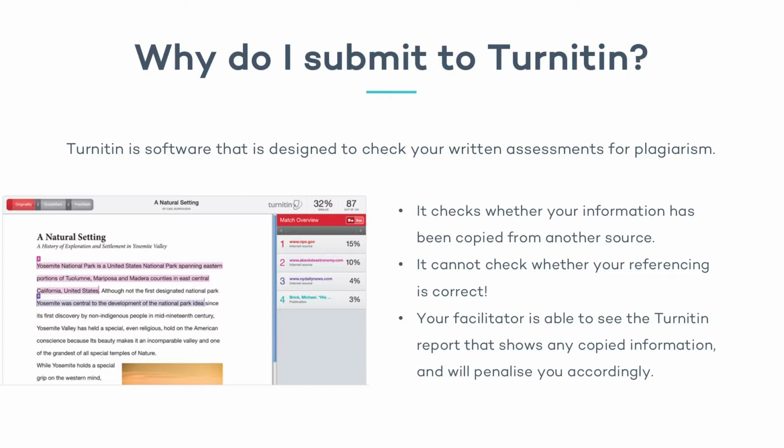If it is higher, your facilitator or whoever is grading your work will give it a really thorough checking to make sure that you haven't plagiarized. Now, Turnitin cannot check your referencing. It can't check to see whether your referencing is correct, but it can check to see whether your work has been directly copied.